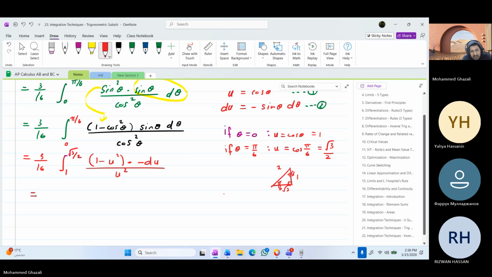All right, guys. Now we're almost done solving. Remember to take the negative out of the integral, right? Negative must go out of the integral.